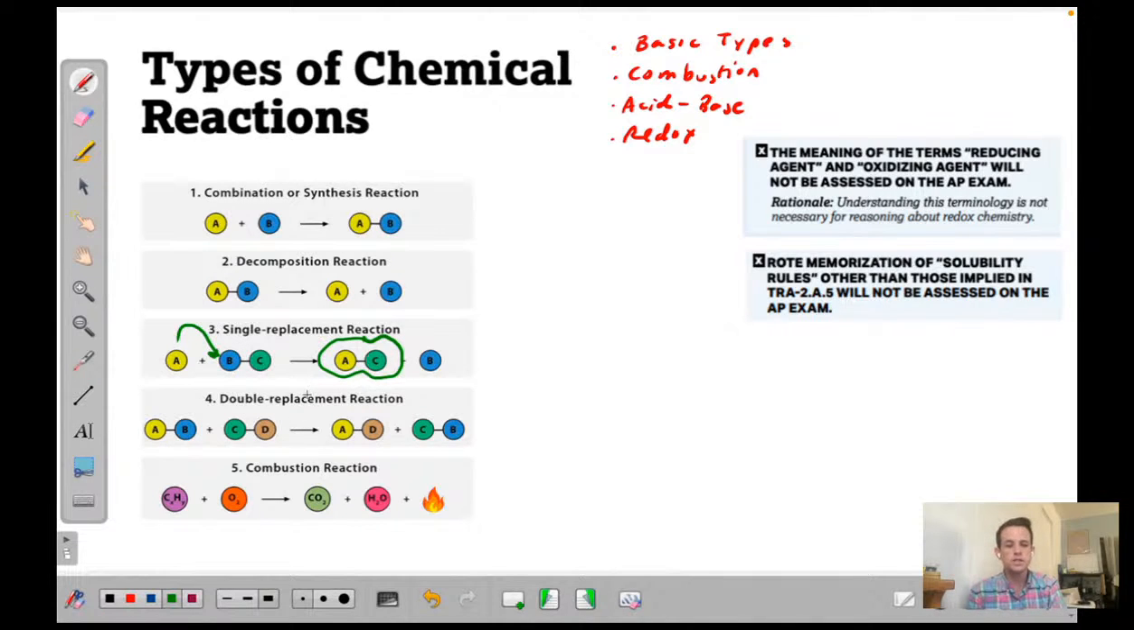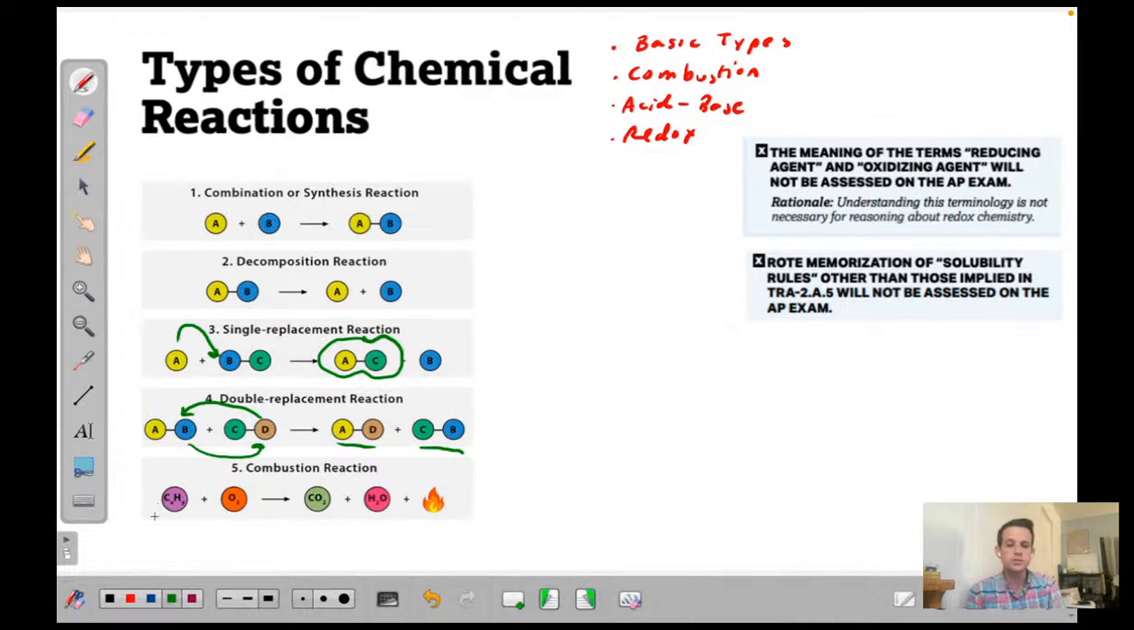There's also a double displacement reaction. That's like a swingers party or something. That's where they're switching partners, right? So B is now going to switch with D and D is going to switch with B. You end up with these two new compounds. This usually happens in solution. It's essentially the main form we're going to look at for acid and base reactions, as well as most precipitation solubility style reactions. And then there's combustion.